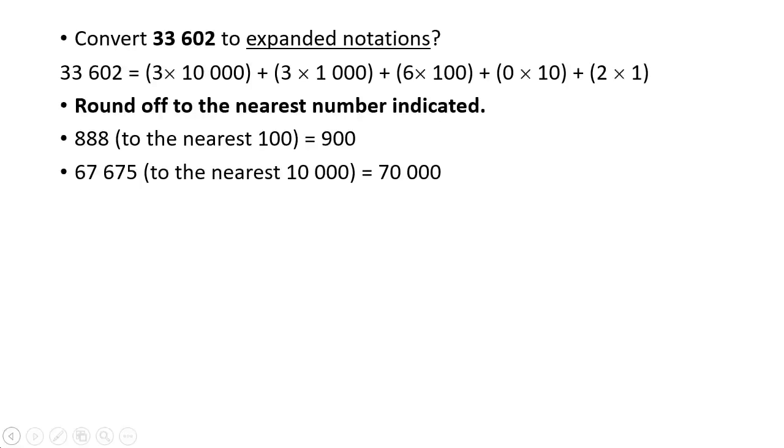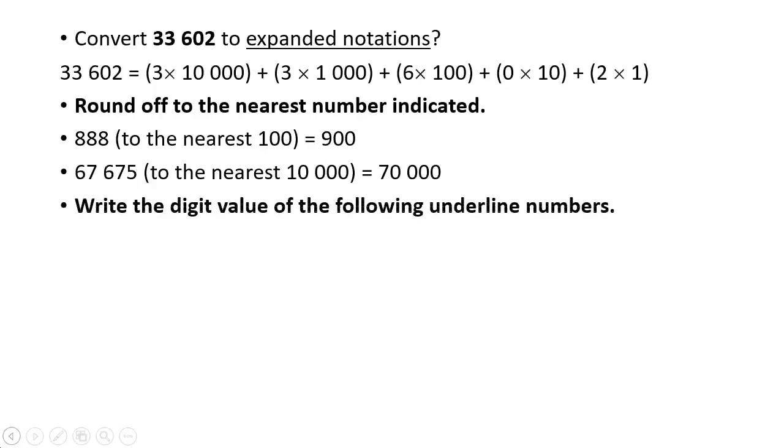Say, for example, the next one is saying 67,675 to the nearest 10,000. So here they are looking for the 10,000. You look at the place of the 10,000, and you notice that there is a 7, but before that, there is a 6. So 67 actually. Now, when you round it off to the nearest 1,000, it becomes 70,000. And that is your final answer.